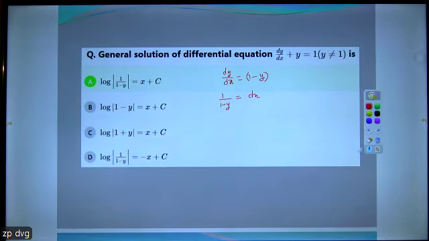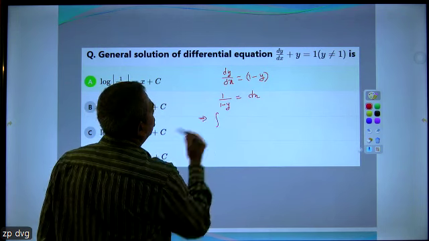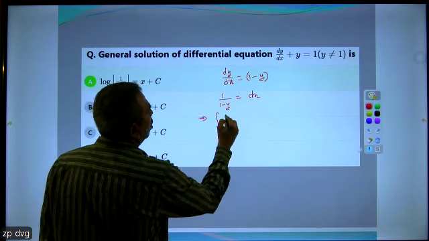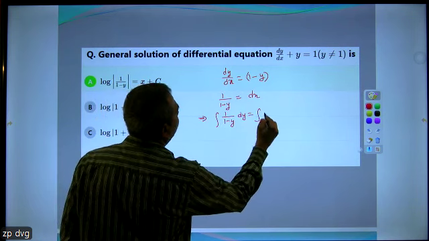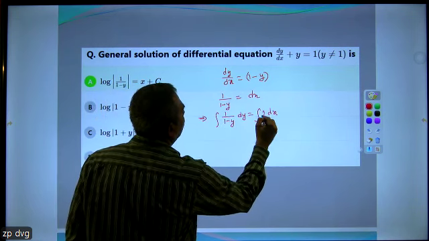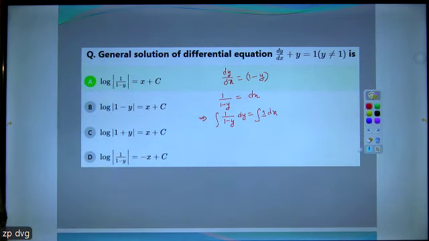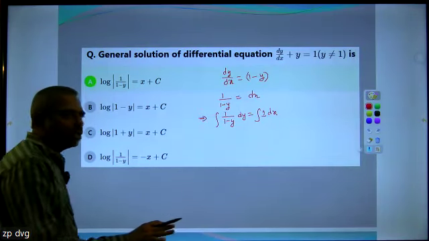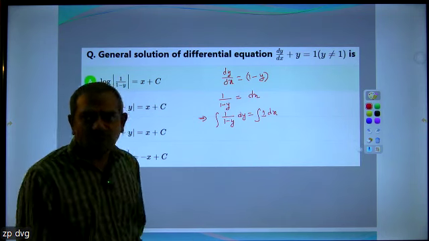Is it clear? Just apply integration on both the sides. So integration of 1 by 1 minus y into dy is equal to integration of dx. What is the meaning of integration of dx? It is 1 into dx. Just apply integration on both the sides. This is what you get. Is it clear? This is how you get it here. Like this, you try to attempt the sums. Now let us discuss the other model.